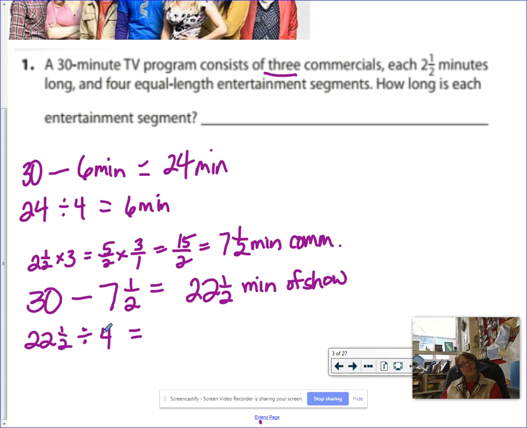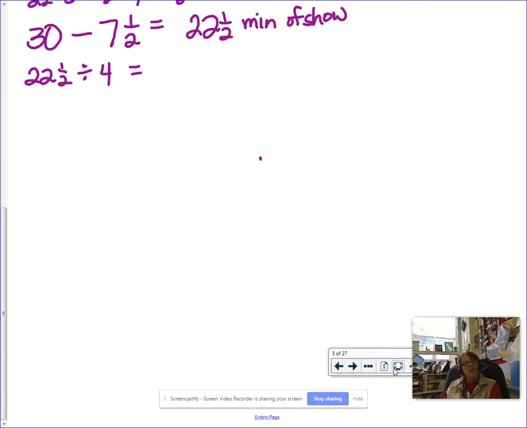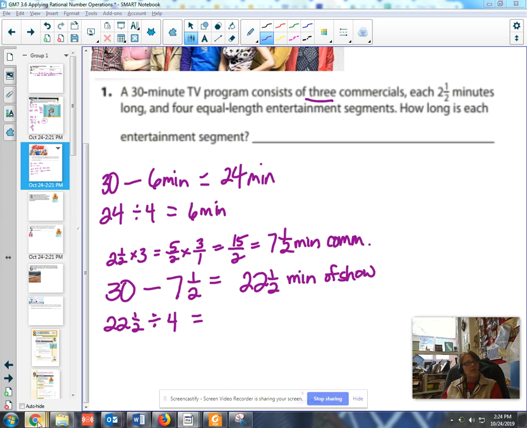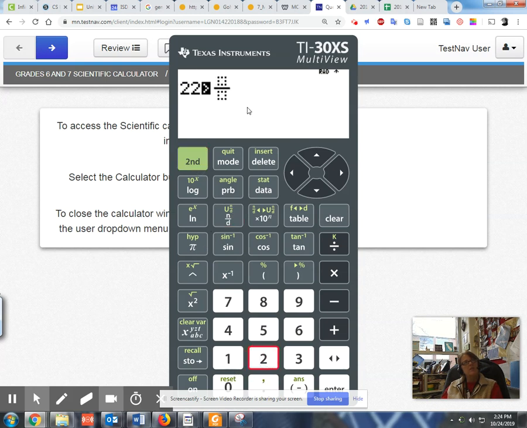If I took 20 divided by 4, I'd get about 5 minutes. This is going to be a little bit more. Go ahead at this point and take 22.5 and divide it by 4. We can use our calculator to do that. Okay. Clear. 22 and 1/2 divided by 4.